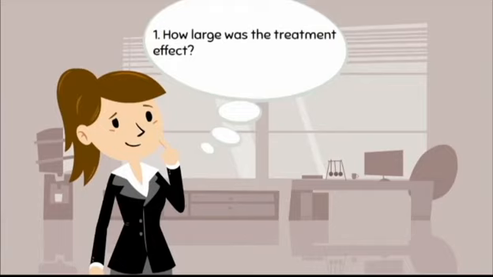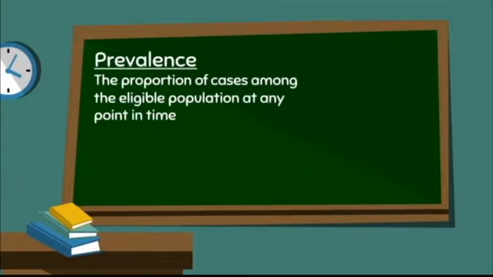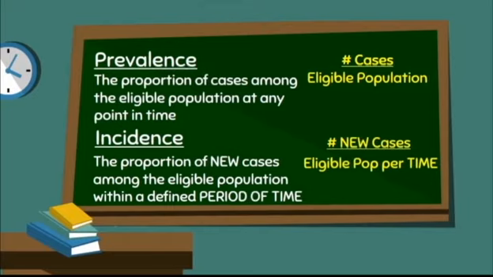A dichotomous outcome, yes, no. The patient either had the event, diabetes, or not. A dichotomous outcome can be reported in one of two ways: the prevalence, the proportion of cases amongst the eligible population at any point in time, or incidence, the proportion of new cases amongst eligible population within a defined period of time.